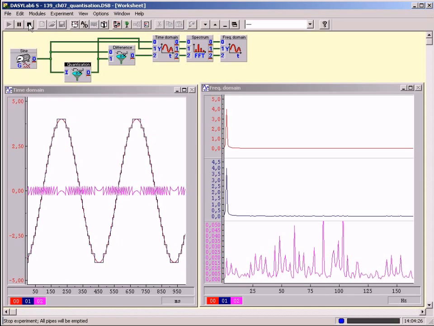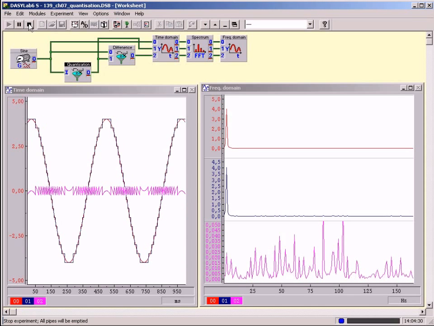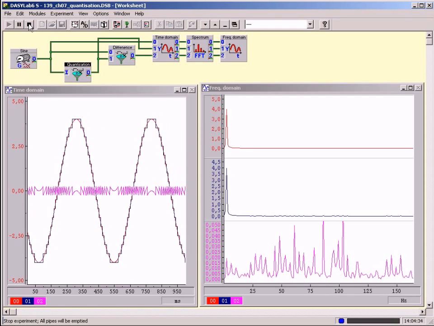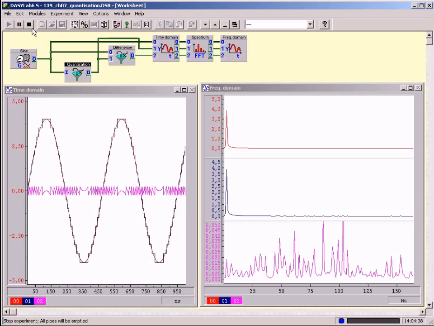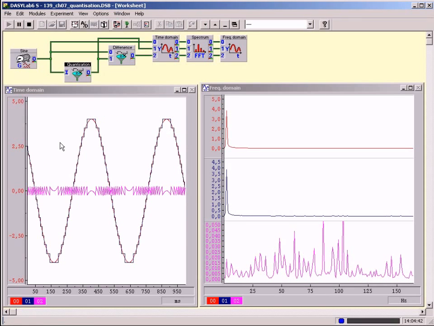This illustration shows a difference between these two signals. The analog signal is continuous in time and value. The sampled signal is discrete in time and continuous in value. And finally, the quantized signal.